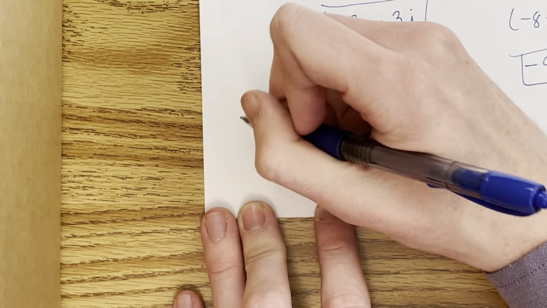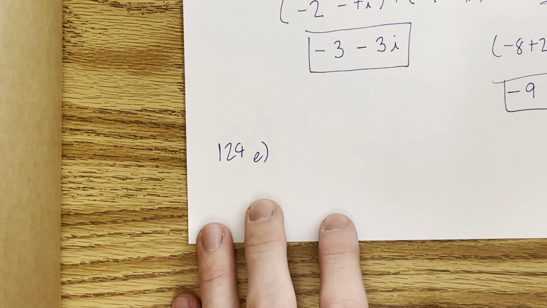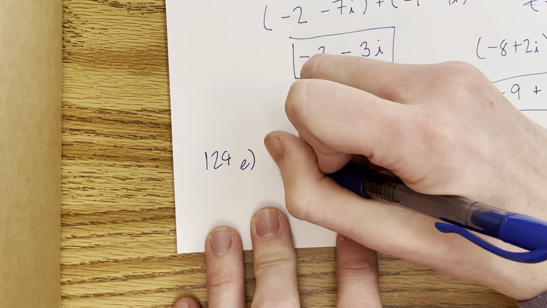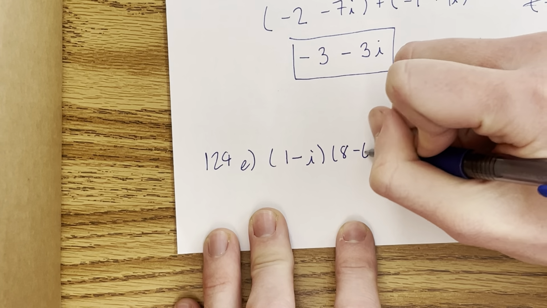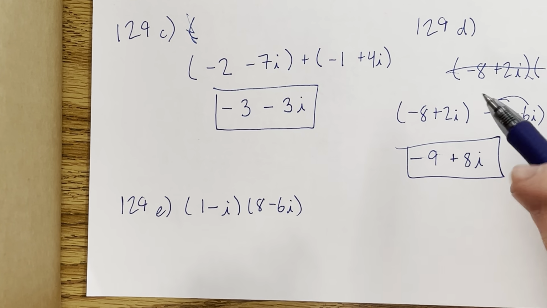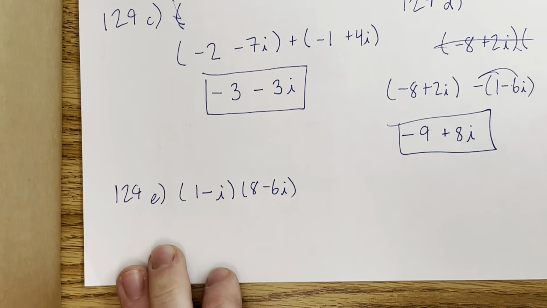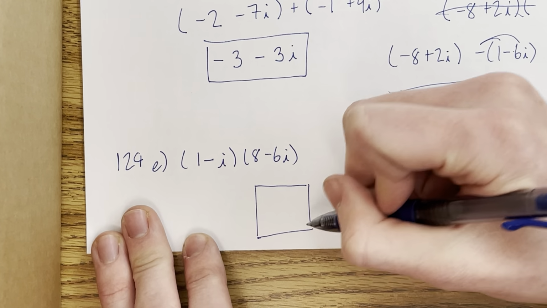And finally, we have a little bit of a tricky one, 129E. Now, what 129E says is 1 minus i times 8 minus 6i. These ones are multiplying, which if you know FOIL, great, you can FOIL it here. If you're a little bit less familiar with FOIL, that's okay. We can use the box method like we've been doing before.